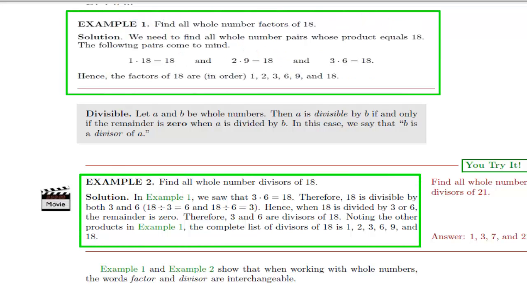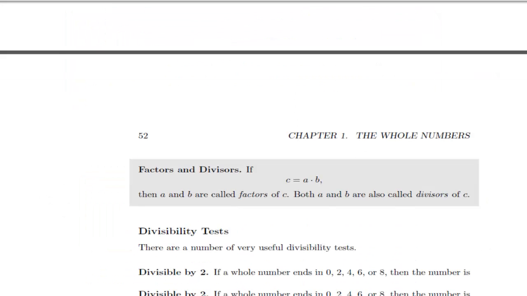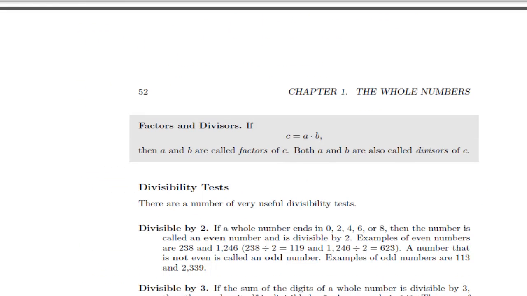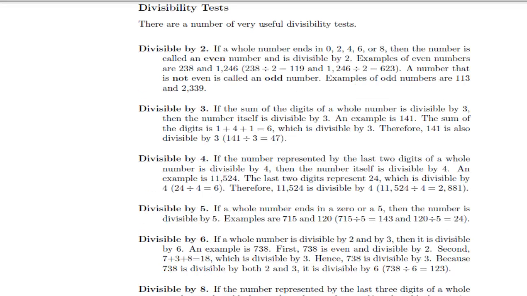Example 1 and example 2 show that when working with whole numbers, the words factor and divisor are interchangeable. Factors and divisors. If C equals A times B, then A and B are called factors of C. Both A and B are also called divisors of C.